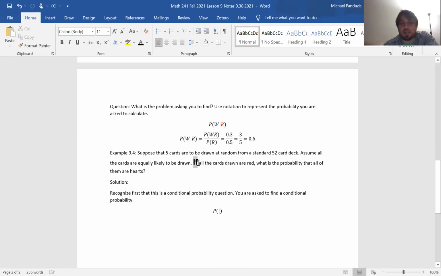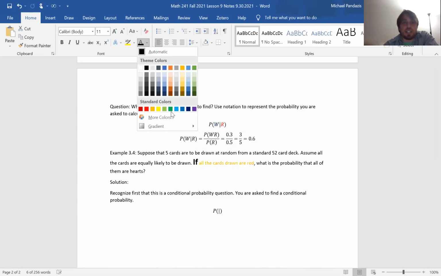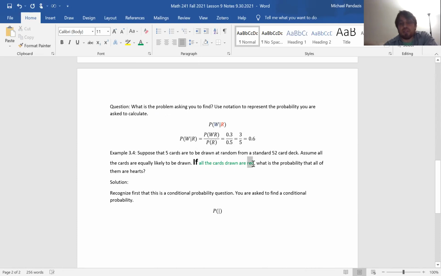So the word if is a key word. It says if all the cards drawn are red. And so I'm going to put this in green. I was going to put it in red, but it's referring to red, and I want to just call it something else. So if all the cards drawn are red, what's after the if is 99.99% of the time a given, and it may in fact be always. So this is the given event.